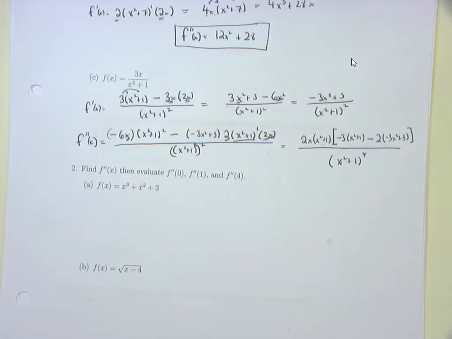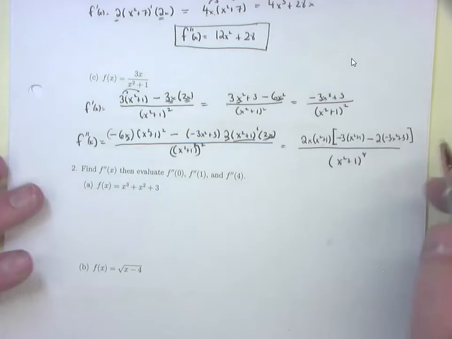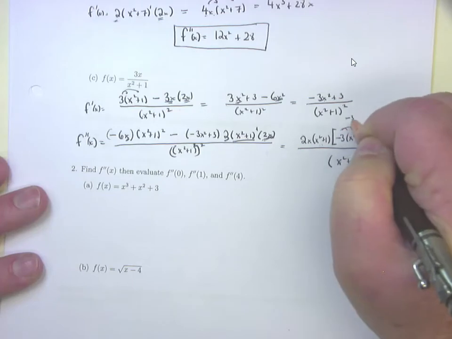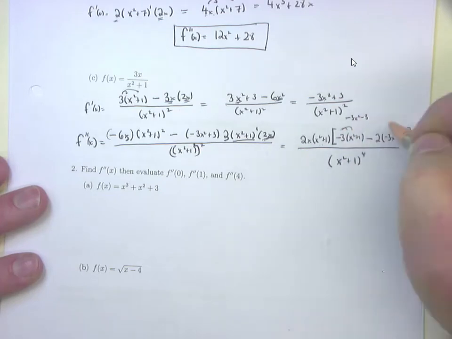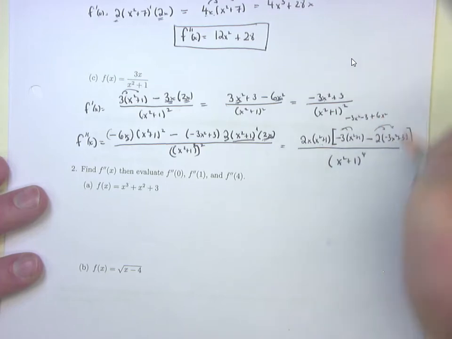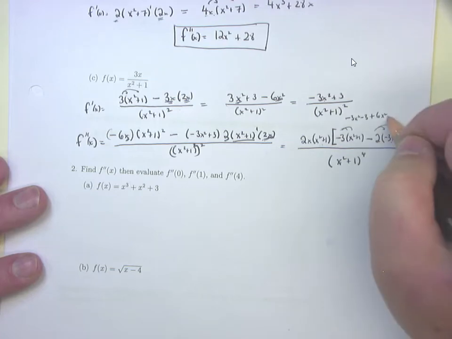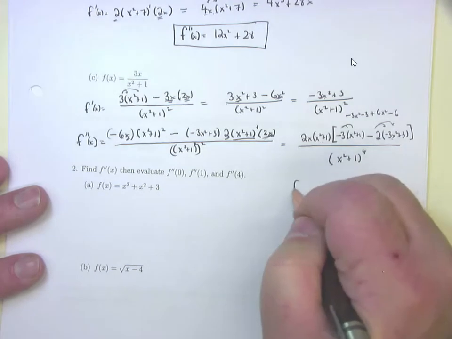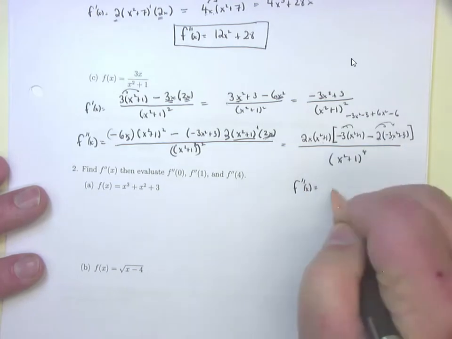Now, I'm going to clean this mess up. I'm going to distribute, and distributing is going to give me negative 3x squared minus 3. I'm going to distribute this minus 2. That's going to give me a plus 6x squared. And minus 2 times a positive 3 is going to be a minus 6. And then I'm going to finally get my final answer in all its grandiose factored form.